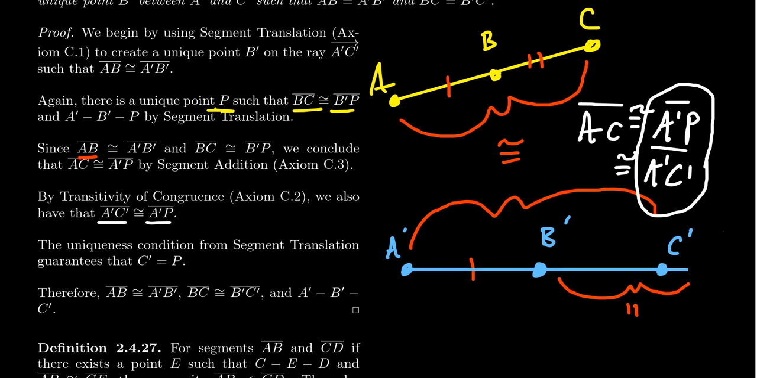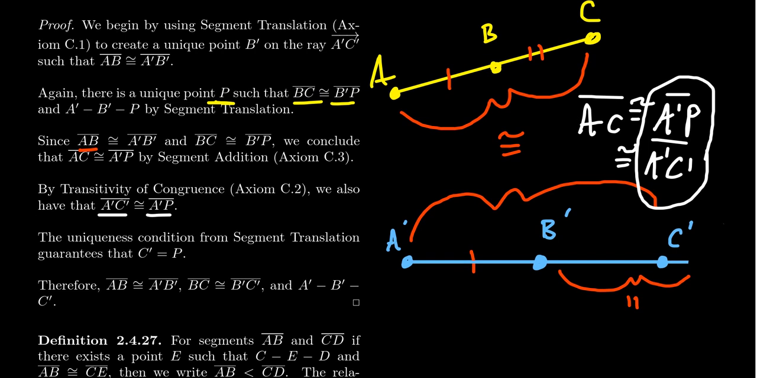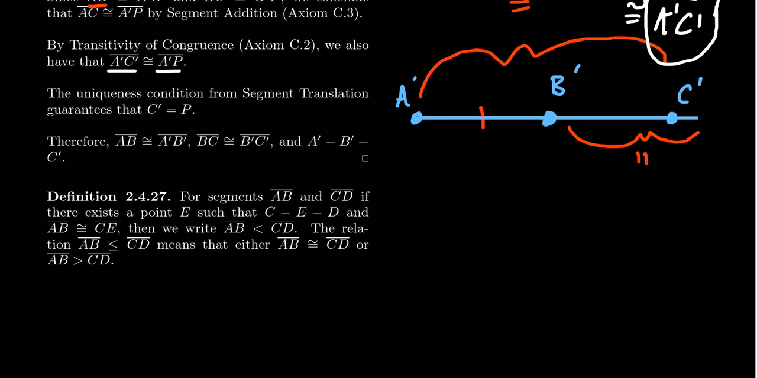So really, we can just remove this point from consideration here, and C prime is the one we are looking for. Okay, so therefore AB is congruent to A prime B prime by construction. We're going to have that BC is congruent to B prime C prime because P and C prime are the same thing. And then B prime is going to be between A prime and C prime because, again, P is C prime, thus proving the betweenness preservation theorem here. So this is a very important thing that if we have two congruent segments, we can preserve the betweenness relationship from one segment onto the other. And that's going to be a very, very useful skill.